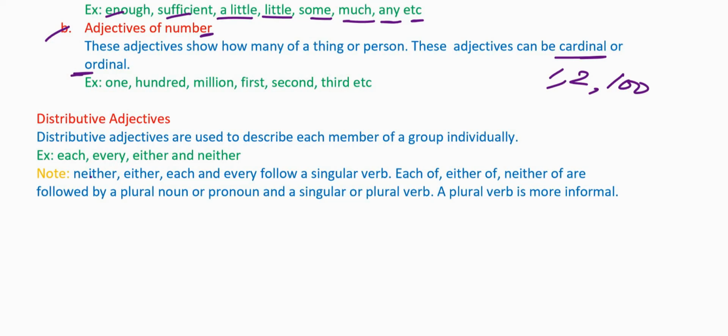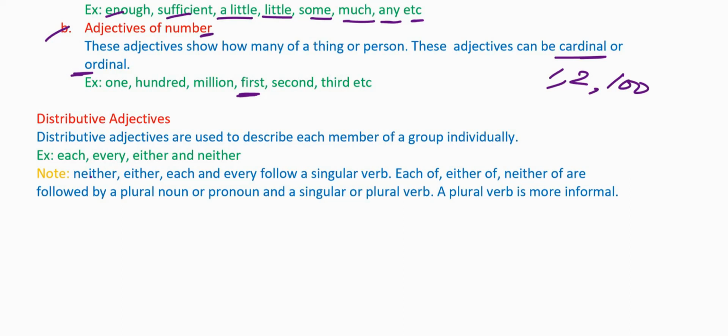There is one packet of cheese, or there is one girl in the class. There are a million stars in the sky. Million there is an adjective of number. He is the first child in the family. The word first is the ranking or the position of the child in the family.